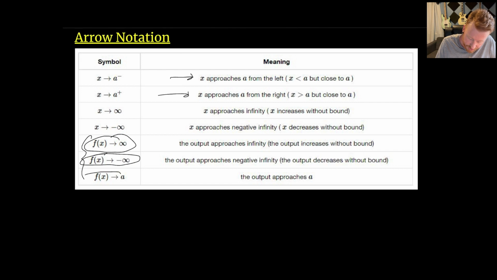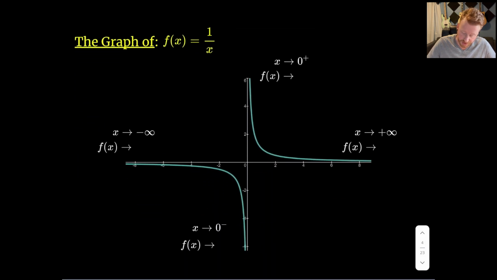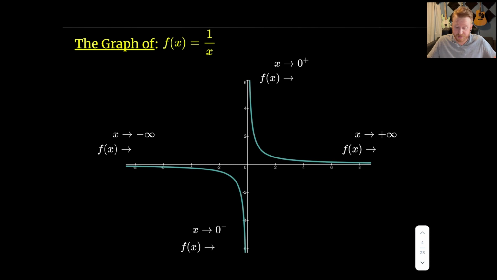And then we can also talk about it approaching some value a. We don't really talk about it approaching from the left or the right because that's more of an up and down sort of thing, but we don't really care when we're talking about f of x approaching some value. We just care that it is approaching some value. So we'll take a look at an example here, and that'll lead us into the reason that we're talking about this notation, which is asymptotes.